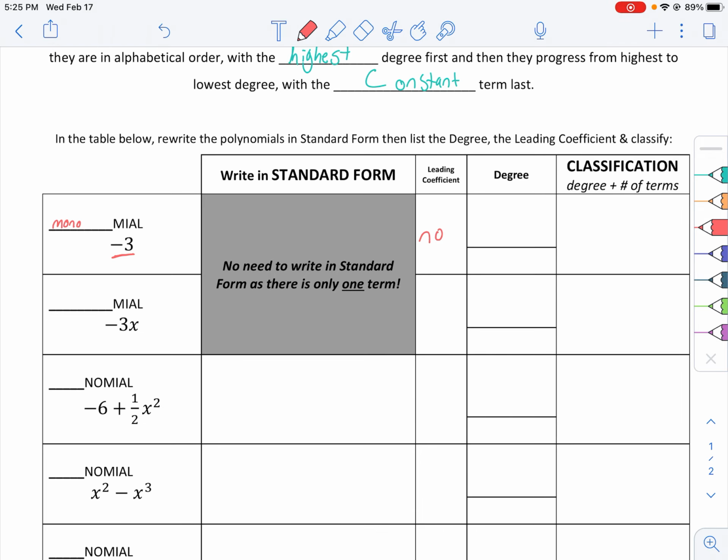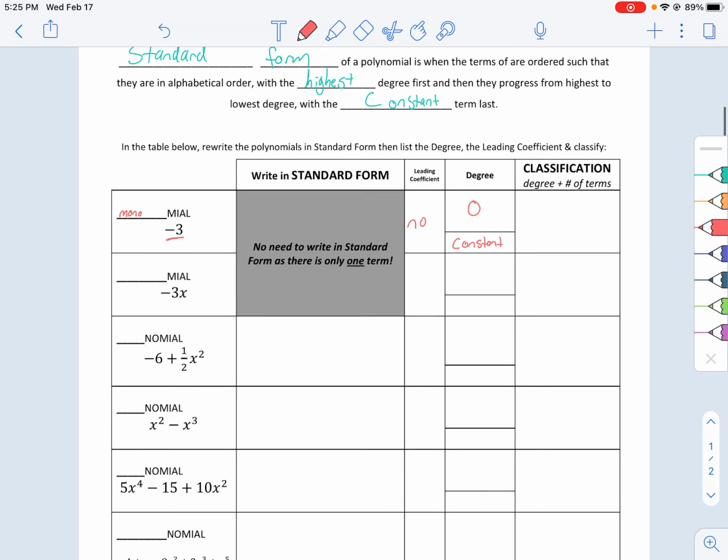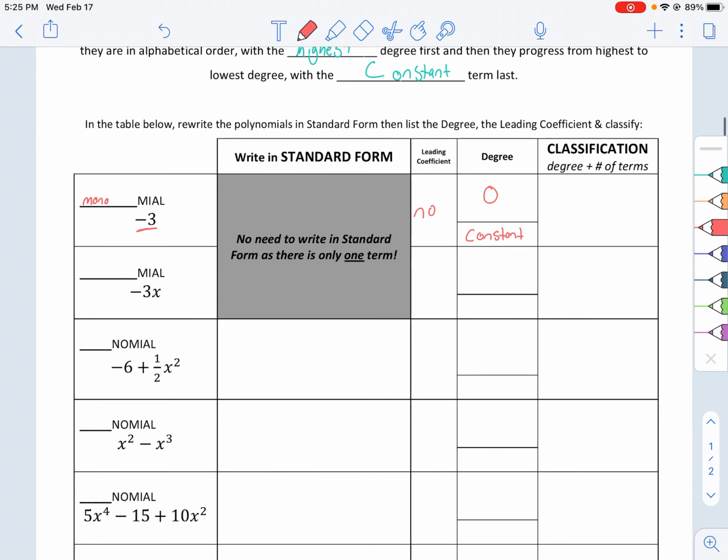Again, because there's no degree, this would be a degree of 0. These terms are just called constant terms when there's just a degree of 0. So the classification is the degree plus the number of terms. So the degree is a constant term. And then it's a monomial. So we would call this a constant monomial.